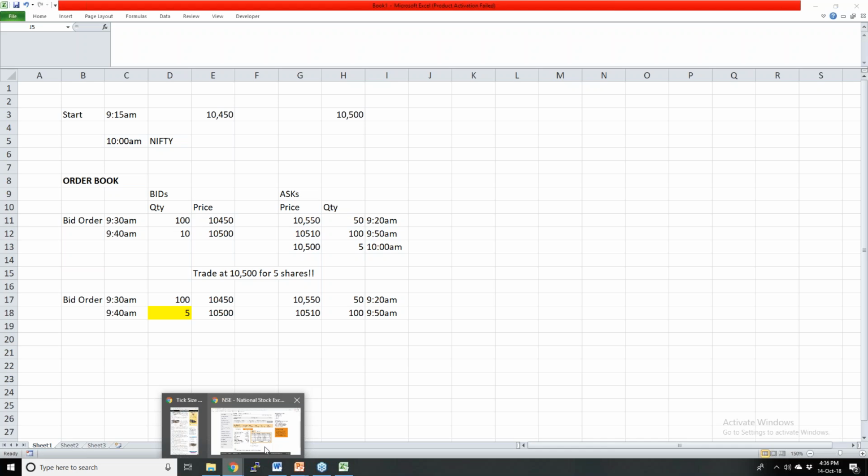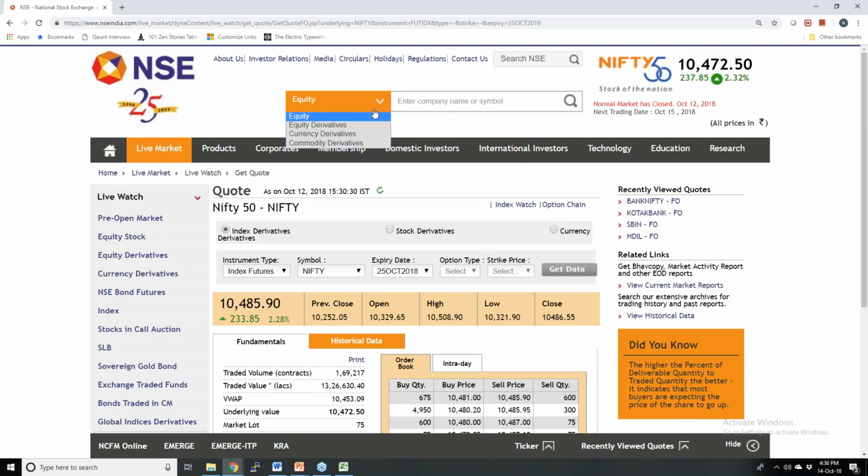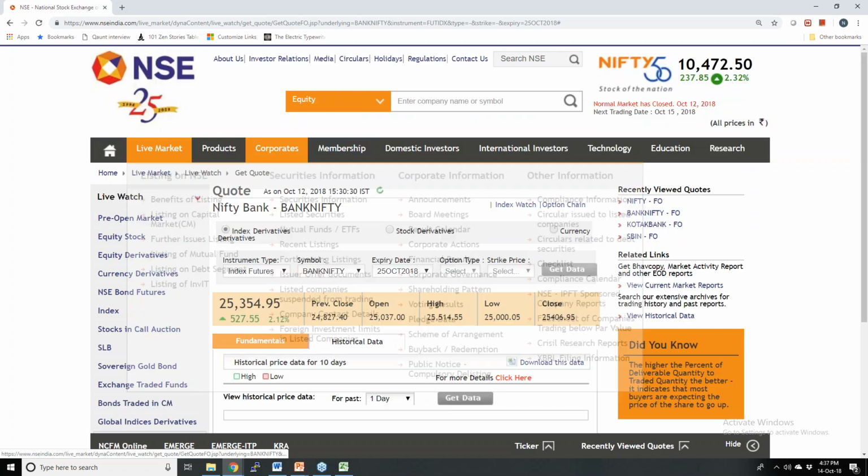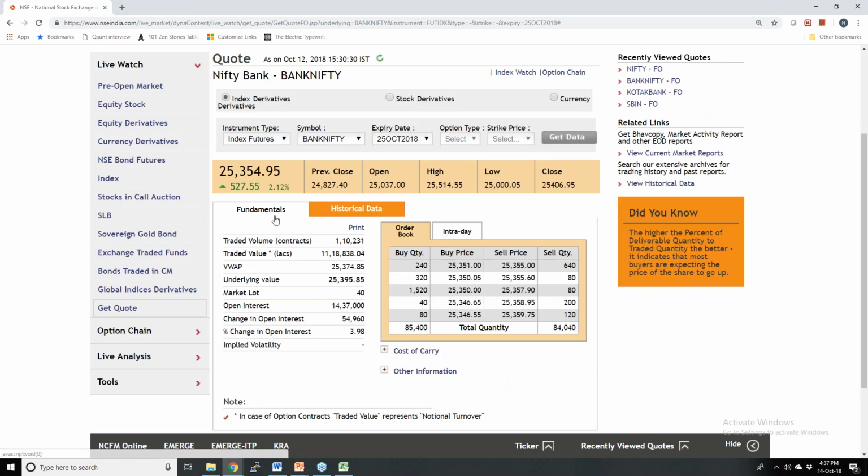How can I get access to this order book? So I just write, say equity, say Bank Nifty, right? I just press Bank Nifty, I press enter, and the page that opens will have the order book right there, right? So this is the intraday, this is the order book, historical data, fundamentals and whatnot. So under fundamentals, you'll have the current order book, right? But this would be delayed.